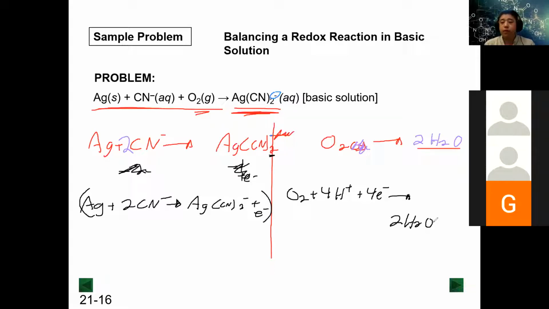Any questions so far? Okay, with that said, how do I make sure that the number of electrons being transferred or gained is equal to the number of electrons being lost? What do I need to change? Could you repeat that question? How do I make sure that this and this are the same number?